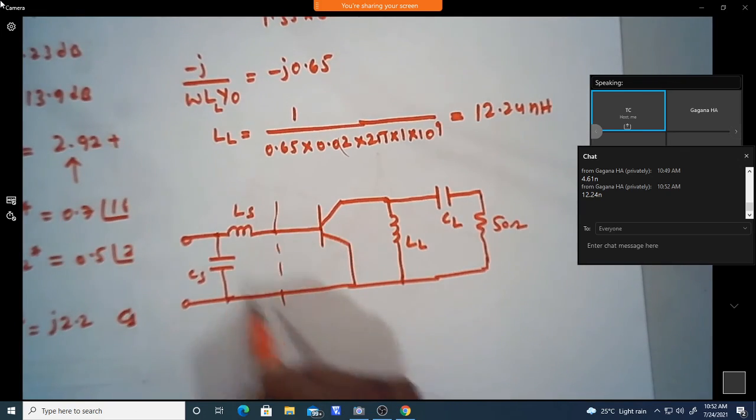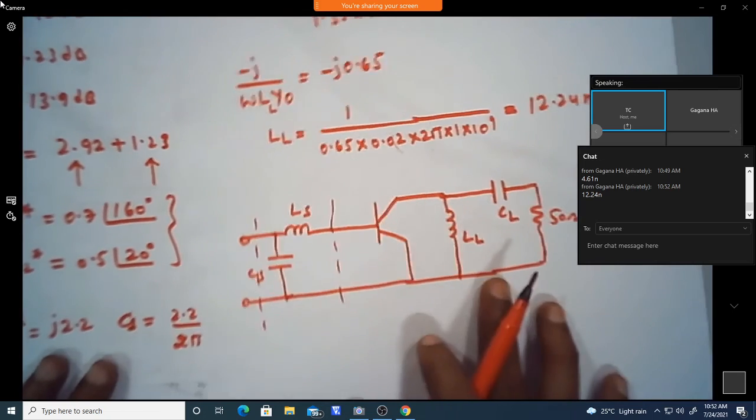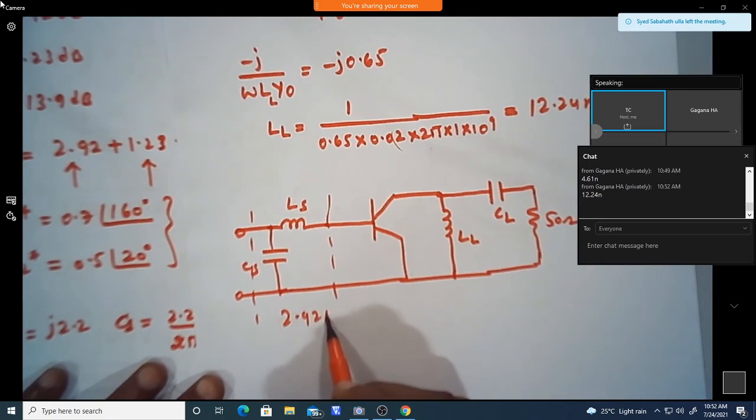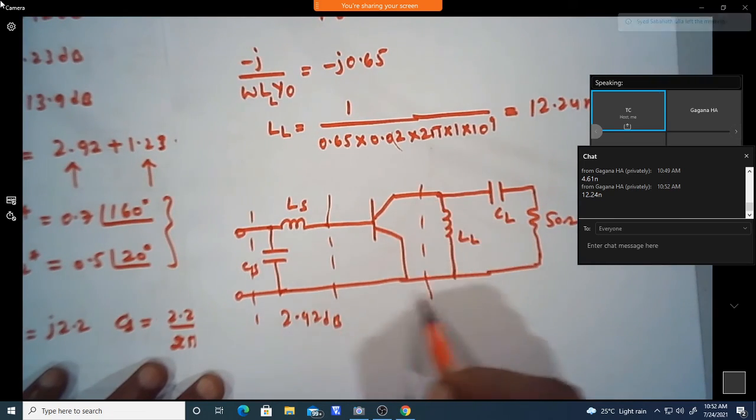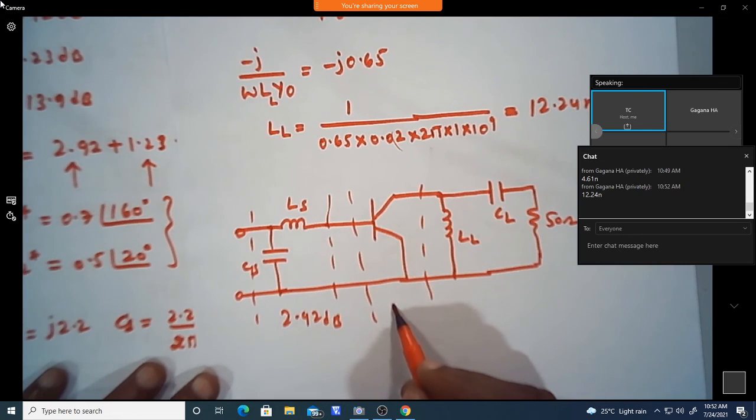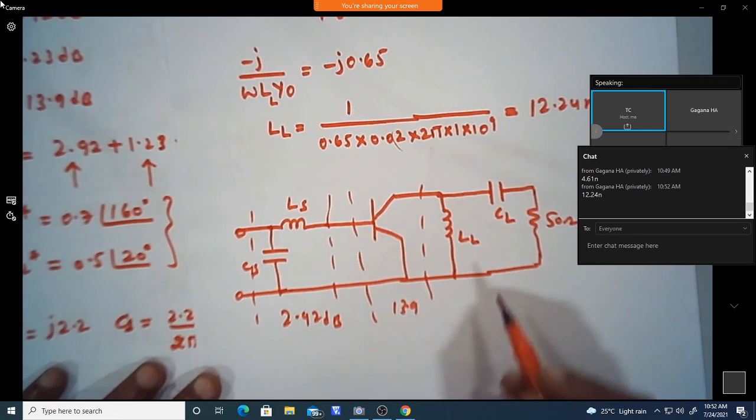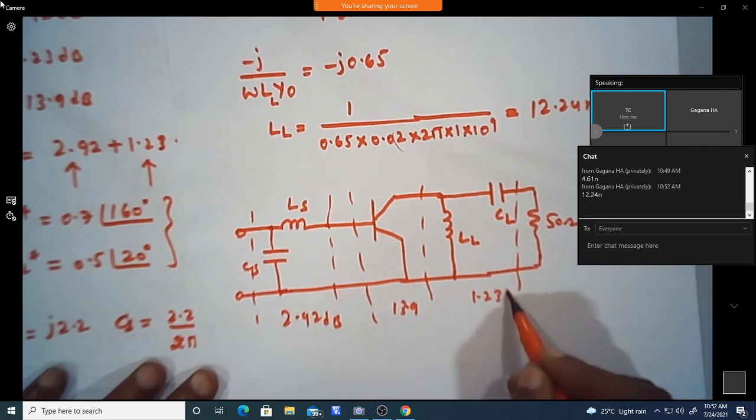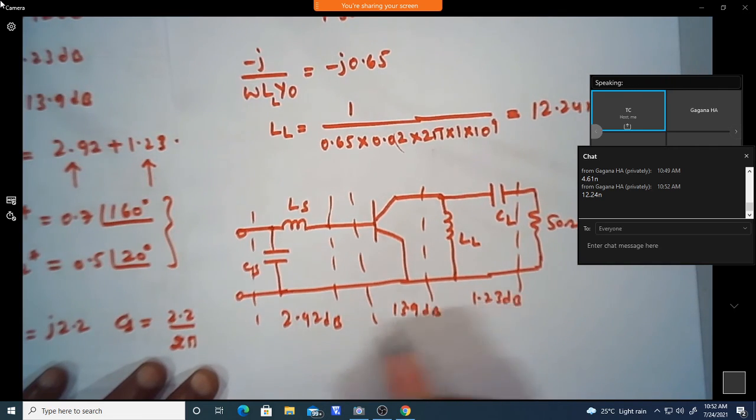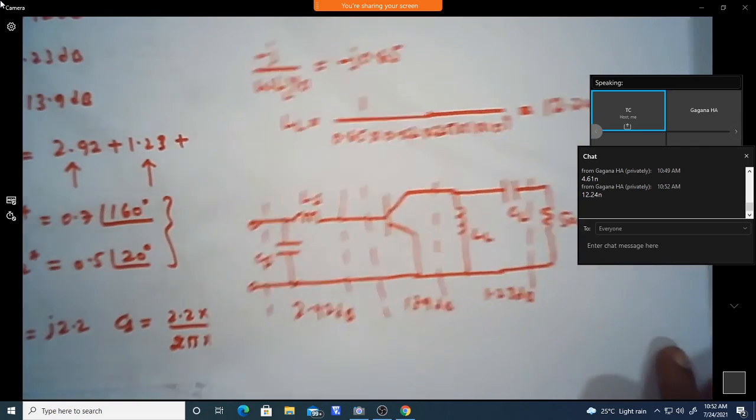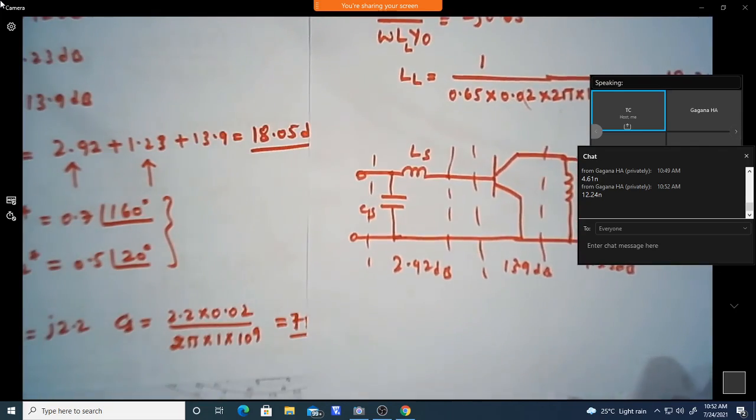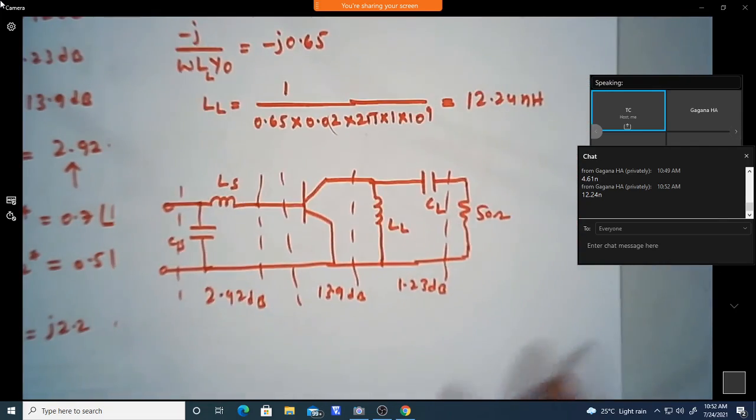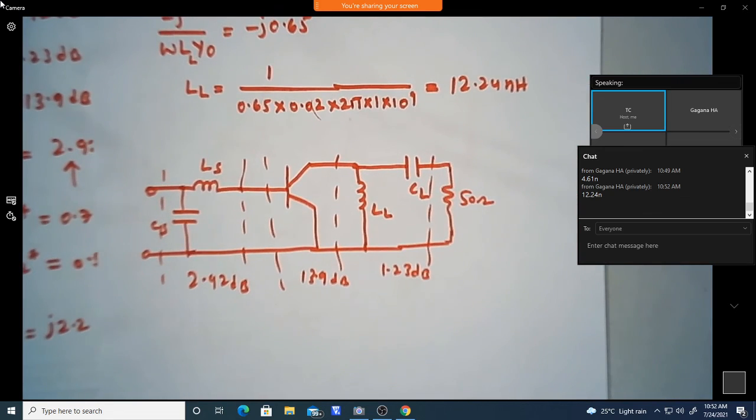So these are the values LL, CL, CS, LS which we got, and this will give the gain of 2.92 dB, and the transistor gives around 13.9, and this output matching will give 1.23 dB. So this is how we get the complete maximum gain of 18.05 dB. This is the maximum amplifier gain design.